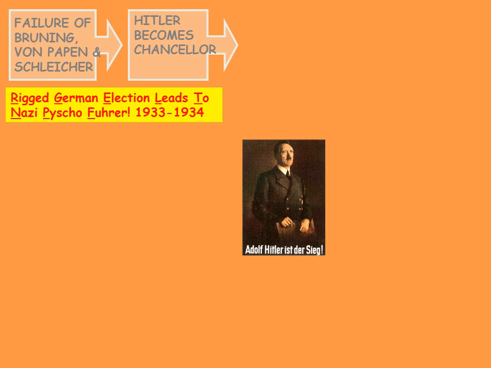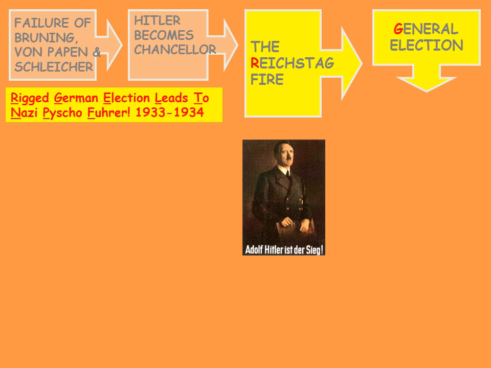Anyway, so we're just going to briefly go through each one to remind you what they are. So, rigged German election leads to Nazi psycho Fuhrer. Keep saying it over and over again to yourself. Okay, event number 1, the Reichstag fire. Obviously we'll go through each one in detail, but this one is the opportunity that presents itself, maybe too conveniently. The next one is the general election.